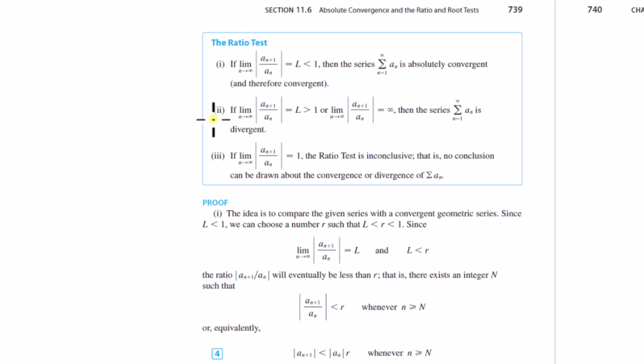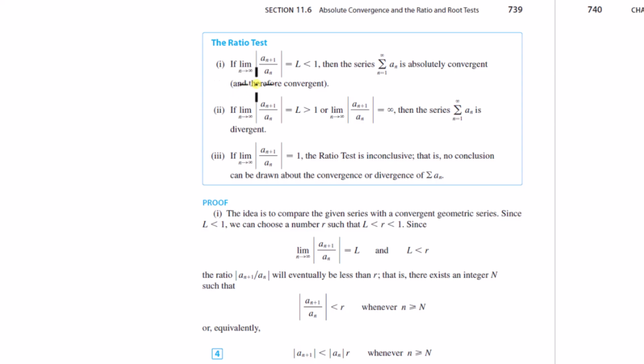And so, the ratio test is you take the limit as n goes to infinity of a sub n plus 1 divided by a sub n, the absolute value of that. And so this is nice because, if you notice, we're not evaluating a series here. This is a sequence.